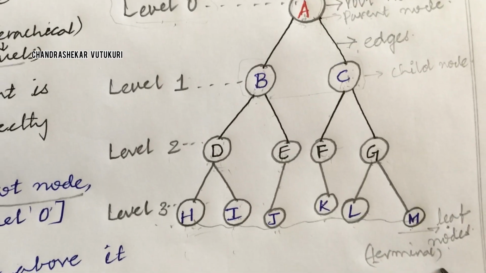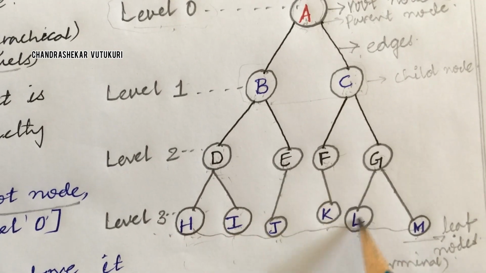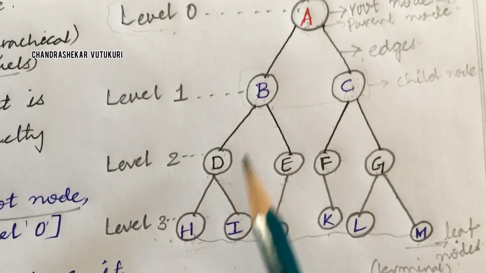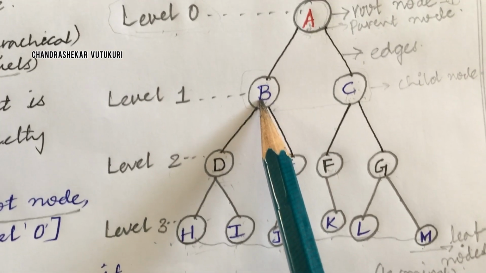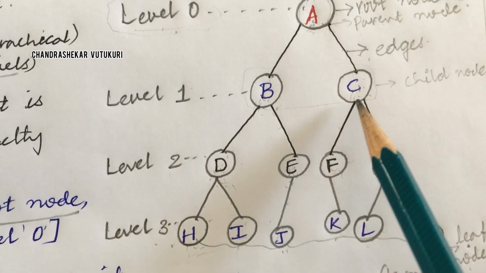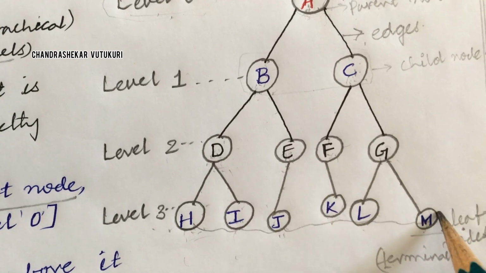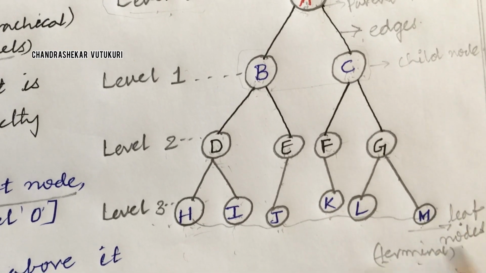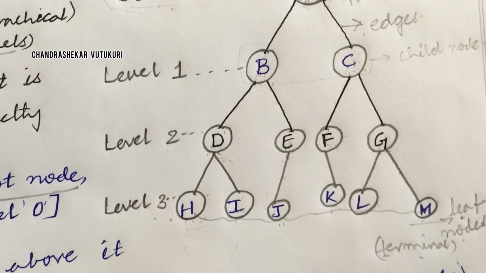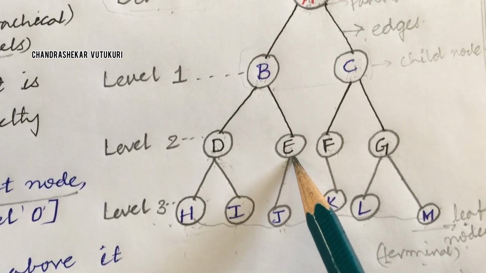Now one more thing, a node with at least one child is called a non-terminal or internal node. If you look here, B is an internal node because it has 2 children, and even C is also called that. Whereas H, I, J, K, L, M are terminal nodes and they are said to be the leaf nodes. Even D is said to be a non-terminal node or internal node because it has 2 children, and E is also having 1 child.